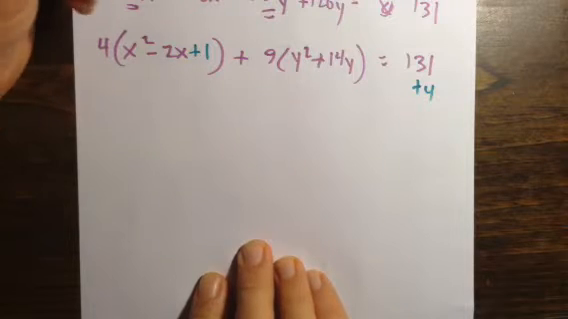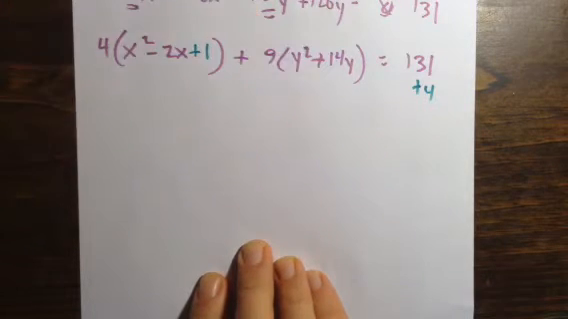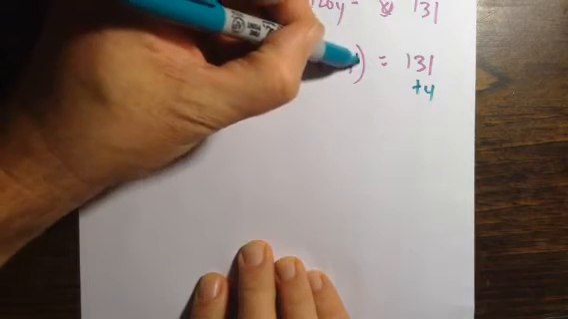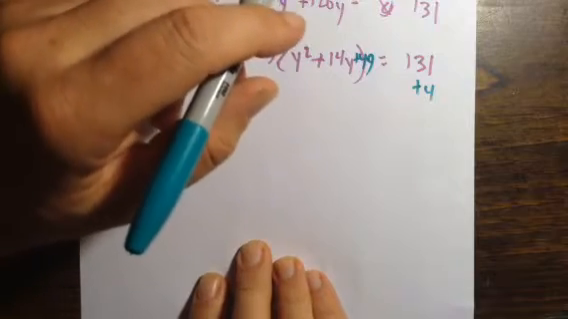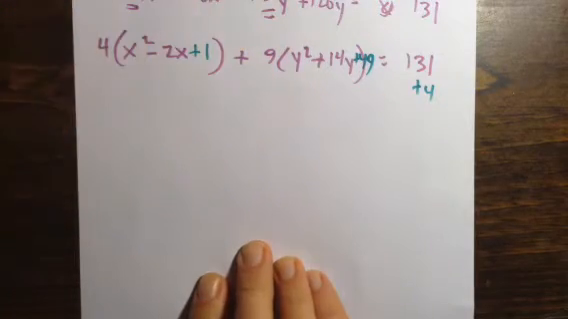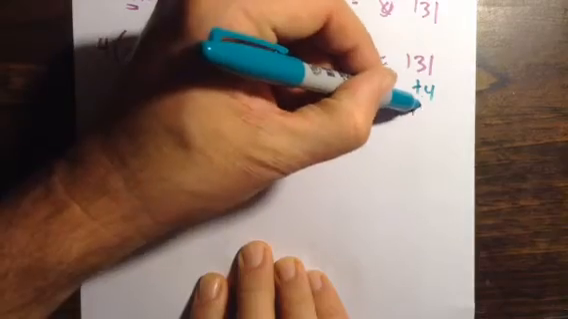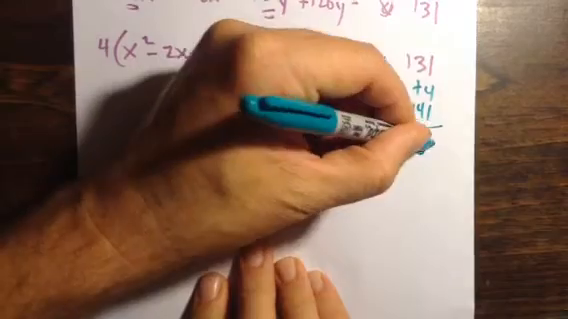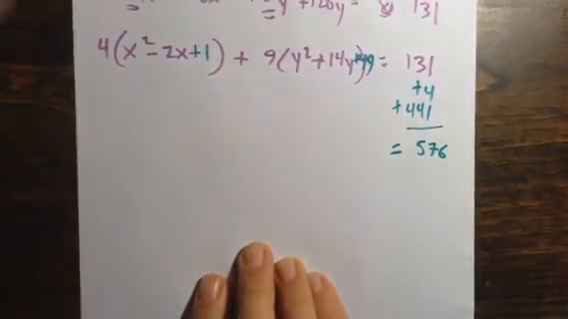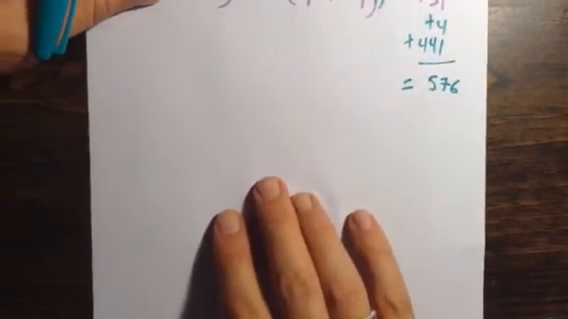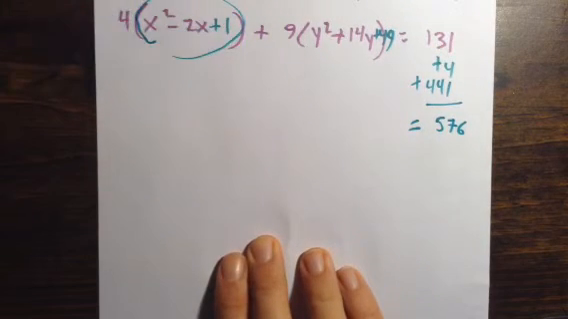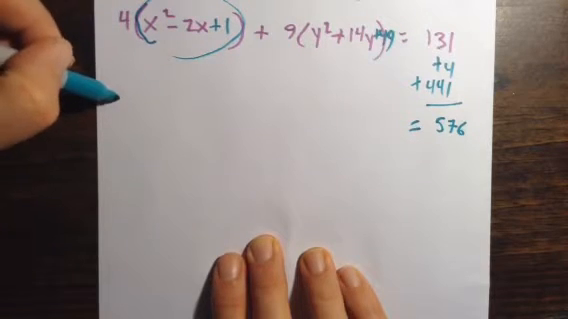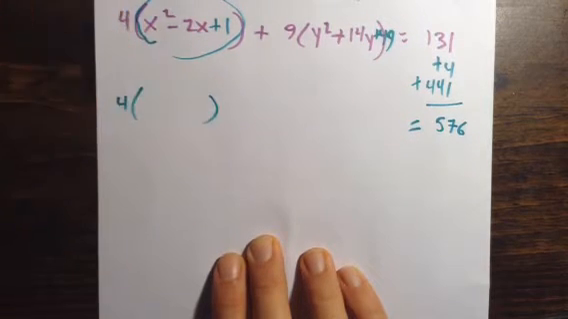Make sense? Now, half of 14 is 7. 7 squared is 49. So when I add 49 here, I'm really adding 9 times 49 to the other side, and that is 441, I think. I'm going to add all those together, and I think that gives me a 576. Now I'm going to take this quantity here and make that into a binomial squared. That's the whole point of why we did it.